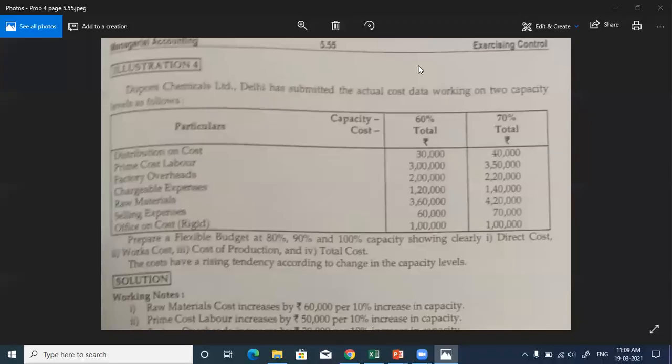Problem number 4 on flexible budget, page number 5.55. I'll read the problem for you.